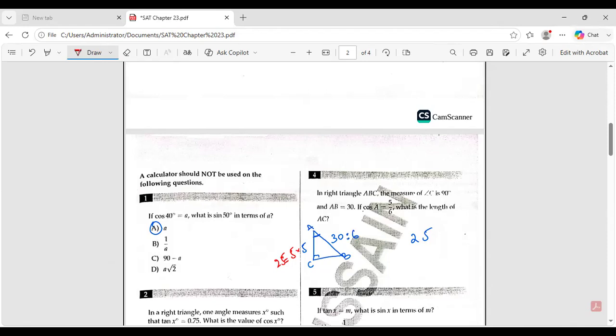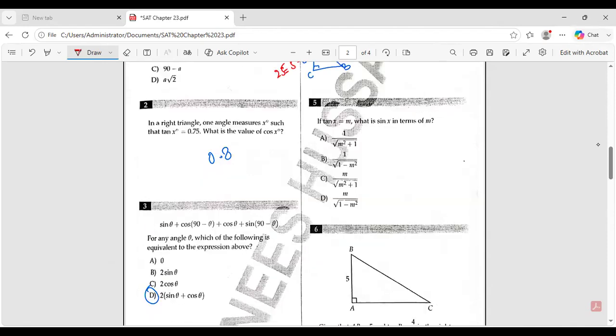Understood why the answer is 25? Okay, so good. Now what about question number 5? That was C. Hassan, did you also get the answer C? No sir, mine was D. Yours was D? Why, brother?